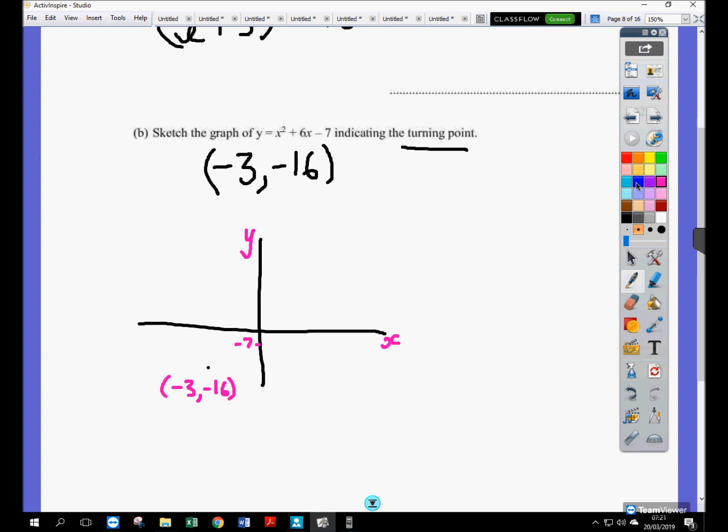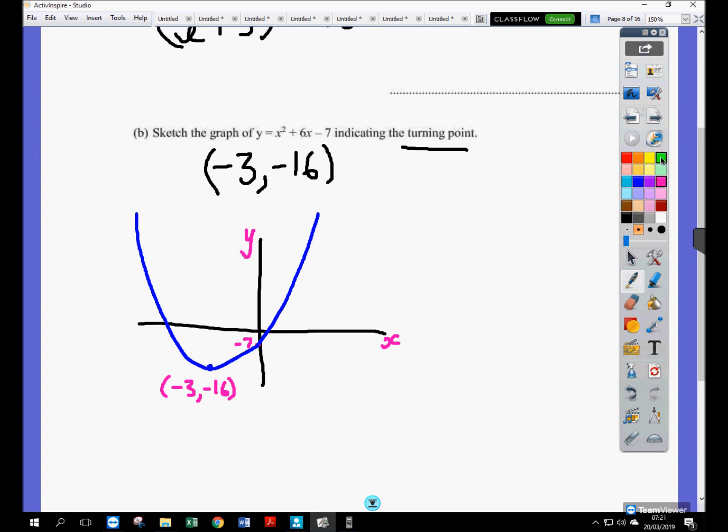Mark the axes as y and x. Do a sketch. Try to make it symmetrical, so that it has its vertex right there. That's enough.